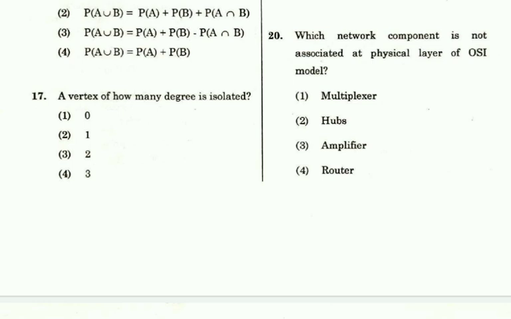So degree of a vertex is the number of edges connected to it. An isolated vertex has no edges, meaning the degree is 0. So option 1 is the correct answer.